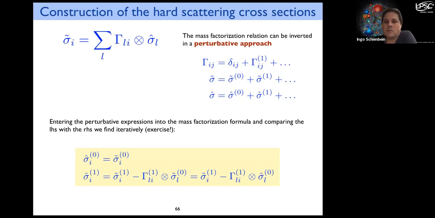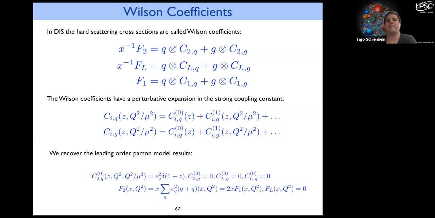Okay, and then you can develop gamma perturbatively. The partonic cross section can be developed, the short distance cross section can be developed, and then you can compare order by order the terms, and you find that the leading short distance cross section is just the partonic cross section. Then the first hard scattering correction is the next to leading order partonic cross section minus this mass factorization procedure, and so on. So you can continue this to higher order systematically.